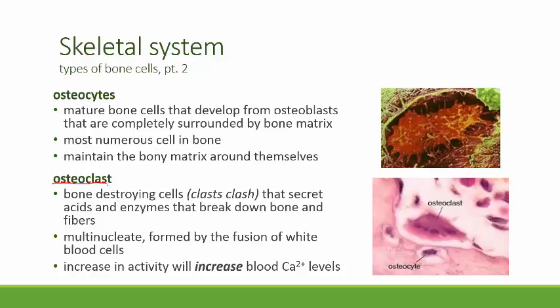They are an unusual cell because they are multinucleate. So we've talked about skeletal muscle cells as having many nuclei, or being multinucleate. Well, these guys are also multinucleate, and they form as several white blood cells fuse together to make this one very large cell. So osteoclasts, the bone destroyers; osteoblasts, the bone builders; osteocytes are the bone maintainers.